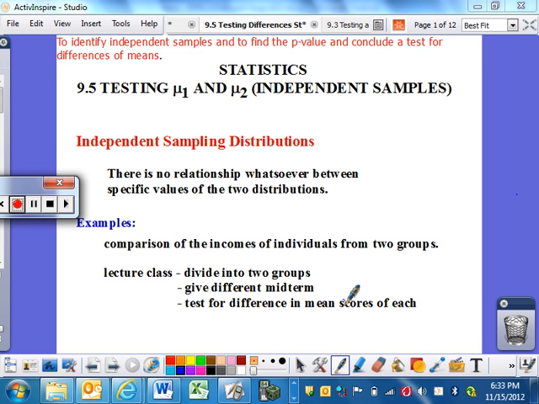Alright everybody, this is 9.5, testing the independent sample. So we're going to have two groups, but this time they're independent. Now this is kind of like 8.5 where we went through and had the difference of the mean confidence intervals. It's kind of the exact same thing.